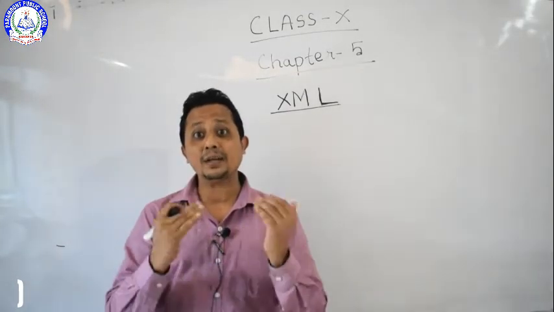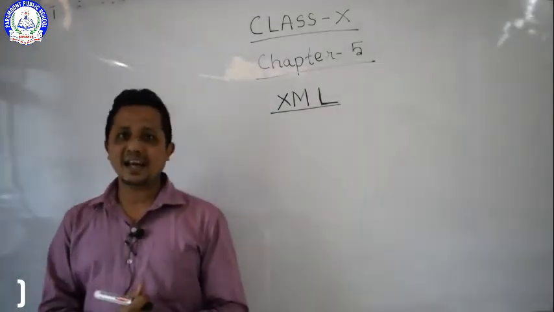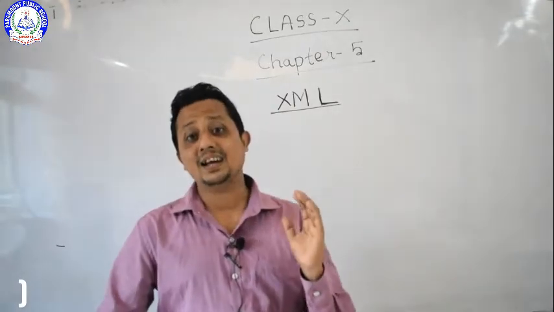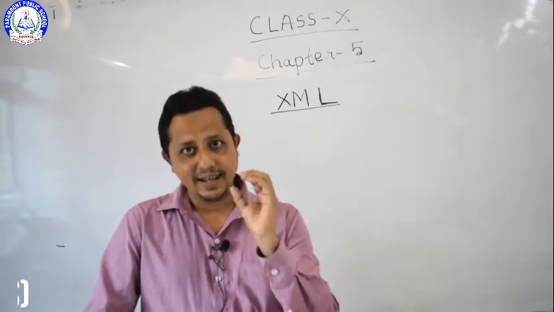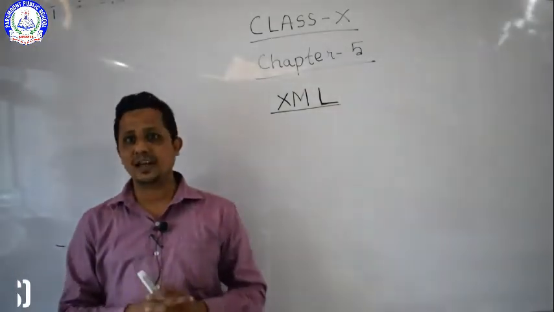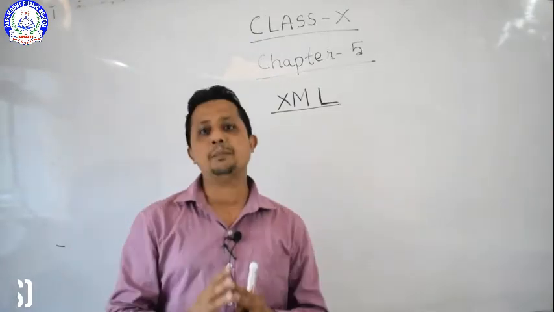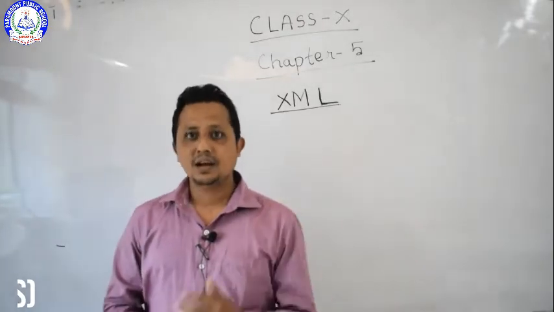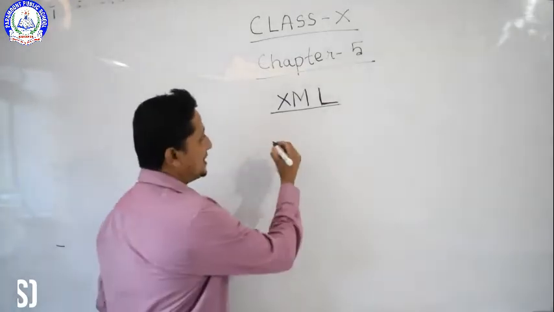why did it become necessary to develop XML? The reason is that there are some problems with HTML. One problem is that HTML cannot define the structure of the element. This was the major problem with HTML. So, in order to overcome the problem, XML was developed.